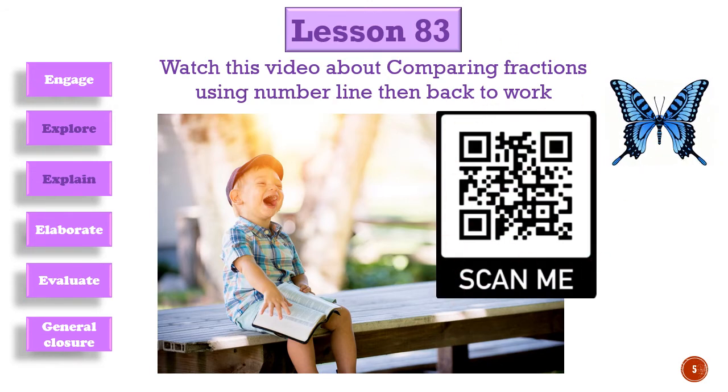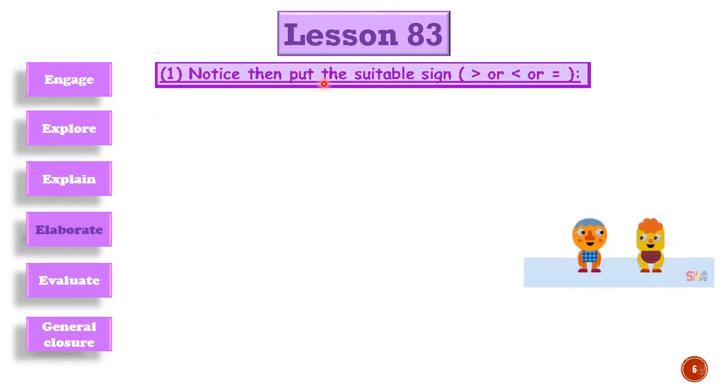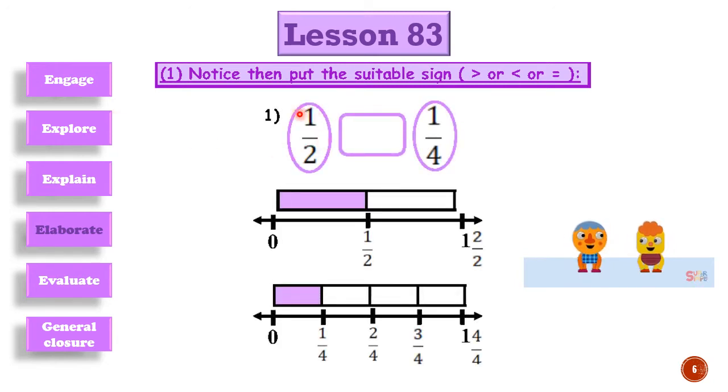Okay, now let's go to do our exercises. Compare them with the suitable sign greater than or smaller than or equal to. We have number 1, half, and next side it will be fourth. In the first number line, we want to represent the half. Half in this number line, after we distribute it in two equal parts, it will be like this.